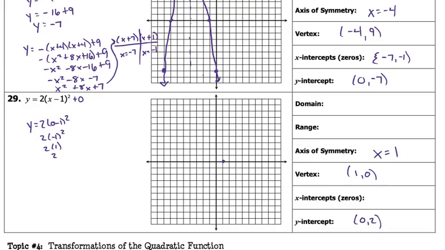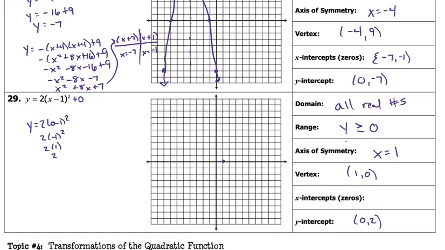My domain, of course, is all real numbers. And I need to find my range. So I need to know, is 1, 0 the top or the bottom? If it's positive, it's going up. So that would be my minimum. So it'd be y is greater than or equal to 0.